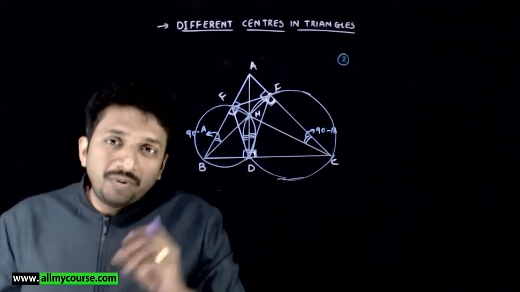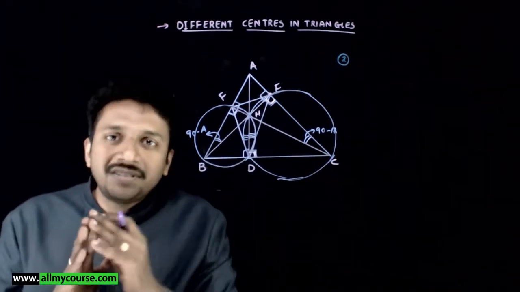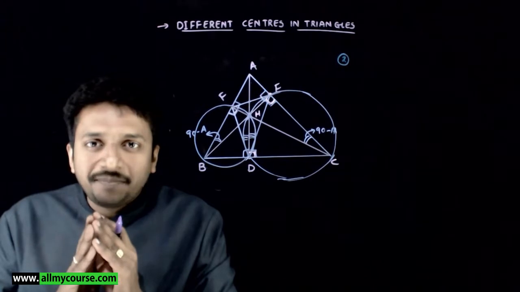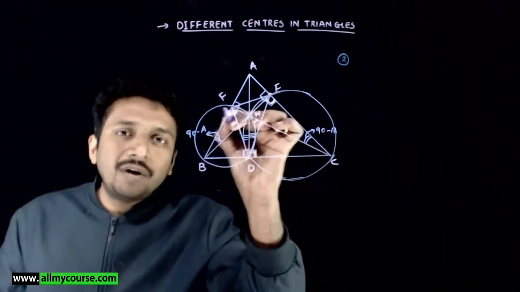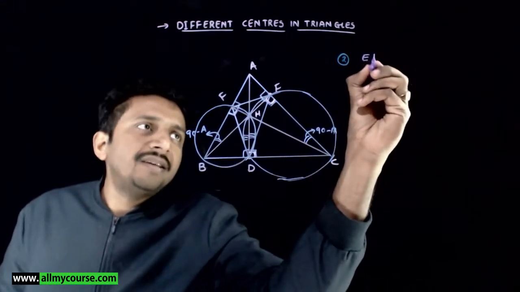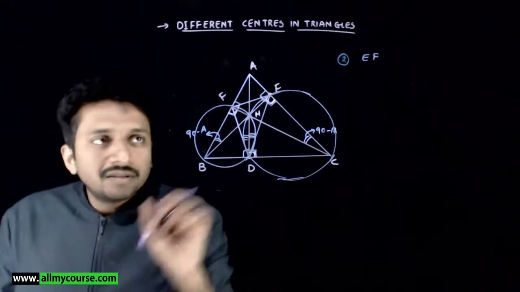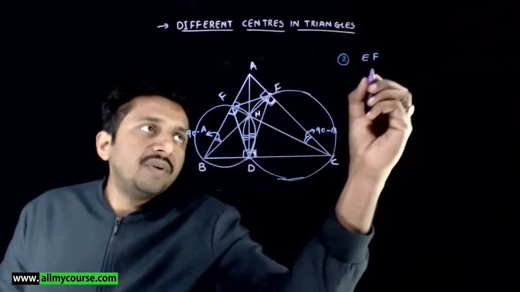So next, let us try to prove the second proposition, that the circumradius of the pedal triangle is half of the circumradius of the original triangle. To find the circumradius of the pedal triangle, first I'll try to find the side of the pedal triangle. So I'll try to find the side EF. To find the side EF, I use the cosine rule. So what is EF square?